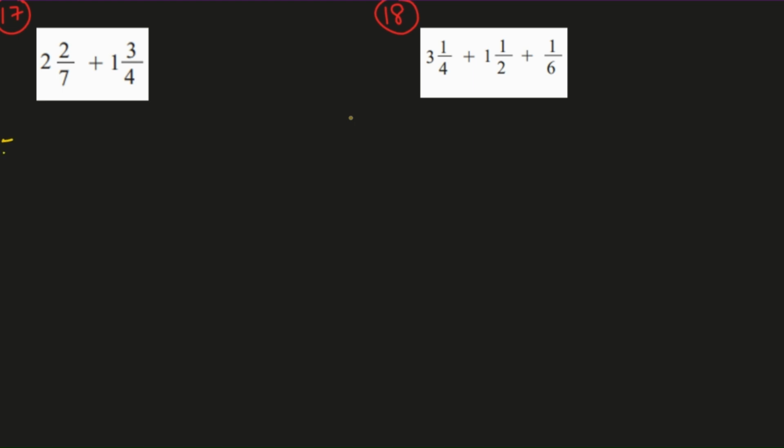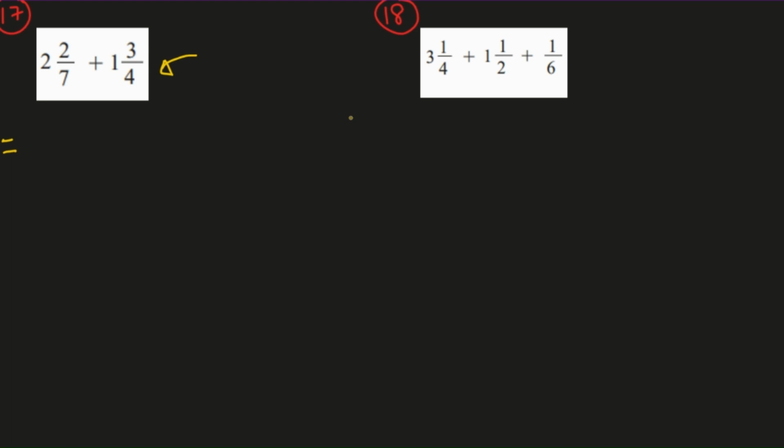There are actually two methods you can do this. You can either convert this into an improper fraction and do the calculations, right? Or you can keep the whole numbers and proper fractions separately and do the calculation. Shall we convert this into an improper fraction and do the calculations?